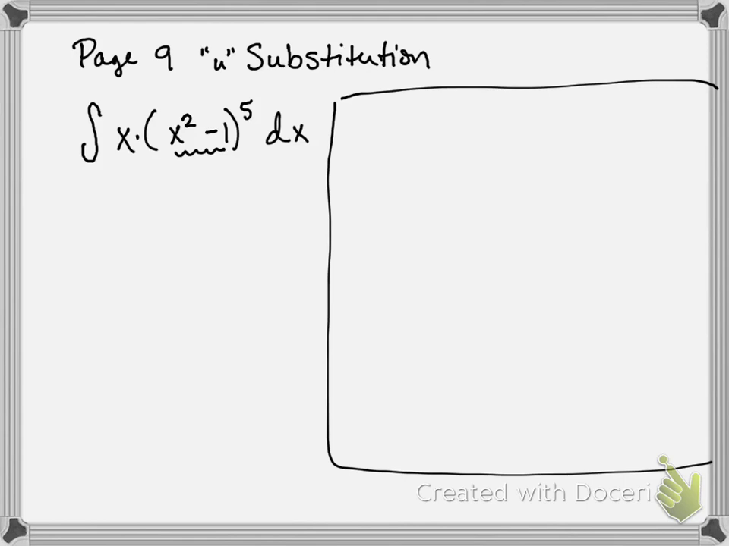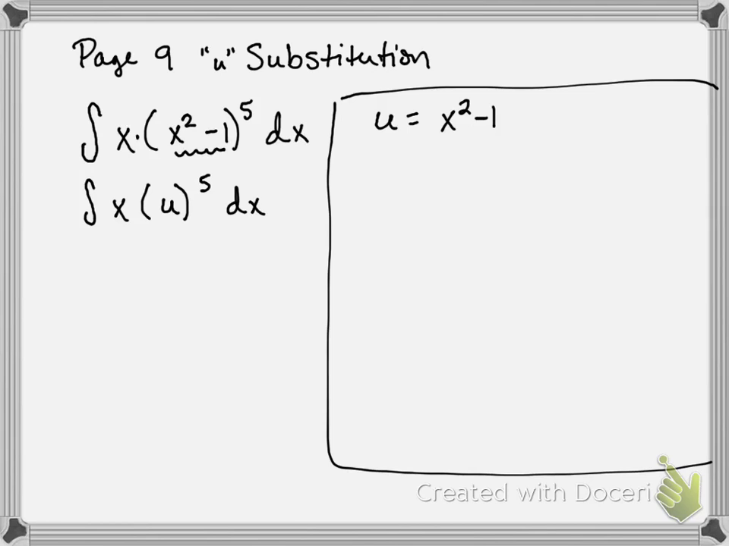Okay, so the first step on our notes says we define an expression called u, which is usually the expression in parentheses. So we're going to let u be equal to x squared minus 1. I'm going to rewrite my integral as x times that stuff in parentheses, which is u, to the 5th, dx. So we just substituted u into our function.